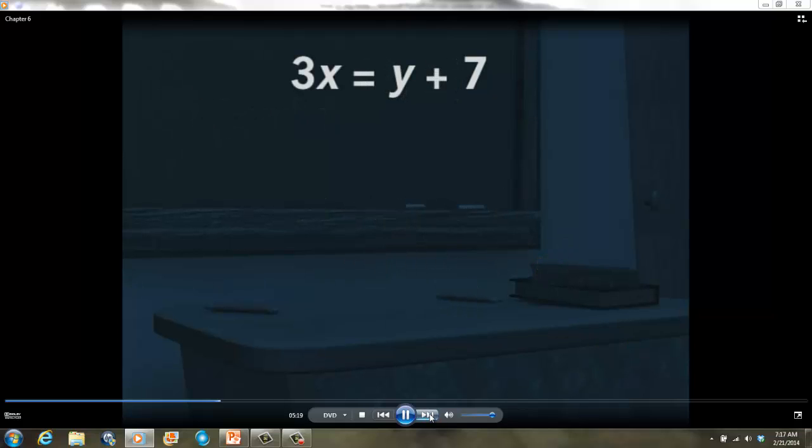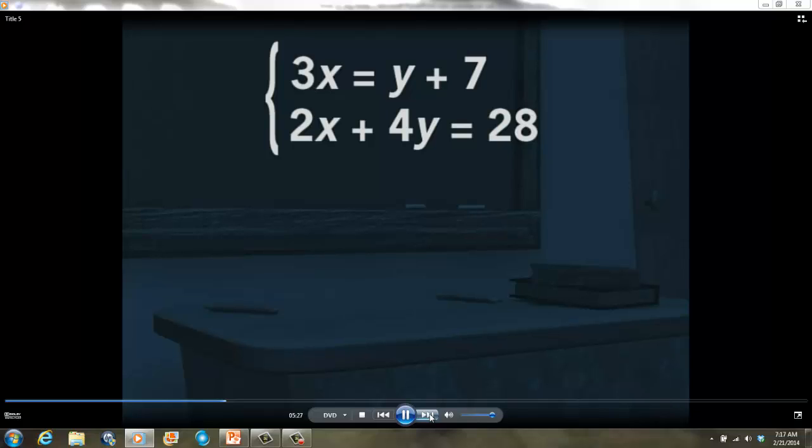Look at this system of equations. 3x is equal to y plus 7. And 2x plus 4y is equal to 28. Well, hold up. These equations are all messed up. The first equation has a variable on each side. And the second equation has both variables on one side.